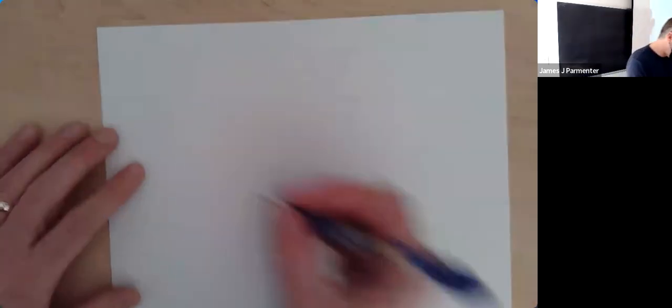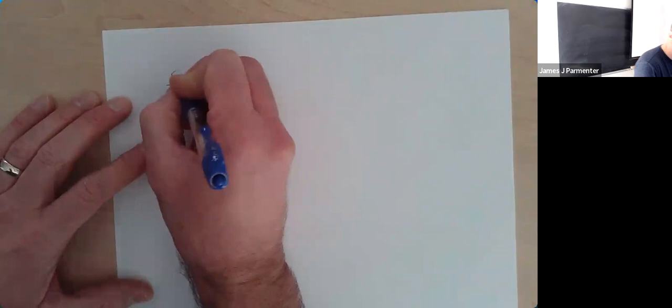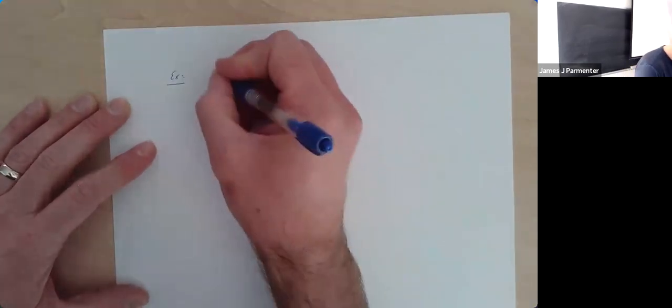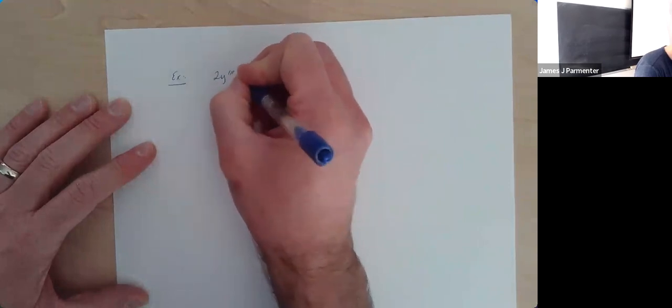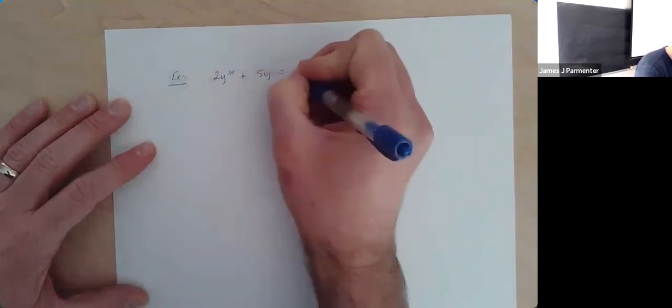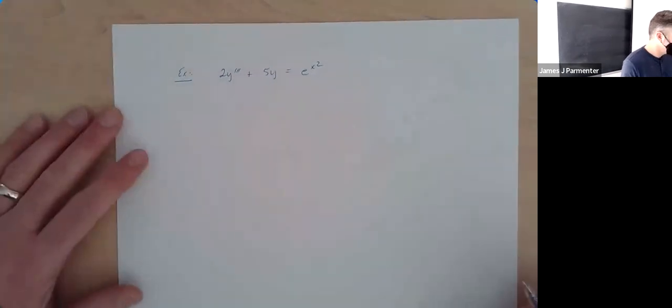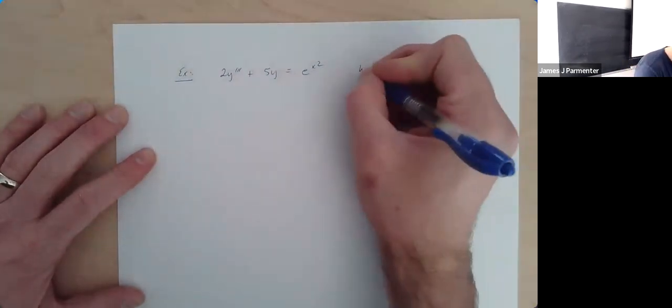So I feel like order should never be a question. For order, you're just looking for the highest derivative. It doesn't matter if it's raised to some weird power or not. This last one's tricky. So let's look at a couple of examples that I'm going to make up that are similar to this. Here's a boring example: 2y triple prime plus 5y equals e to the x squared. It has order 3.